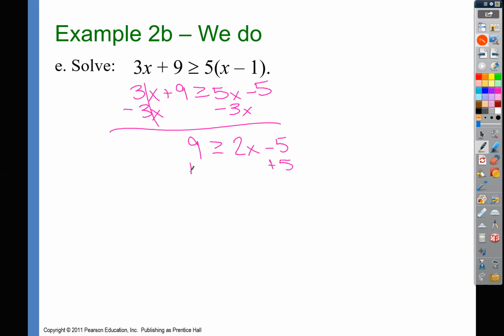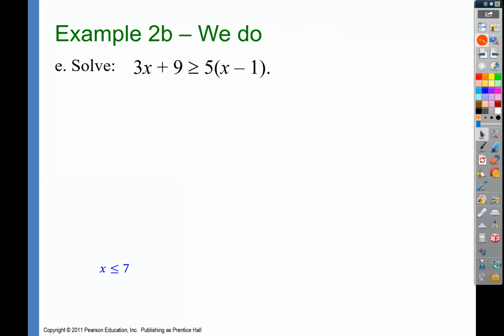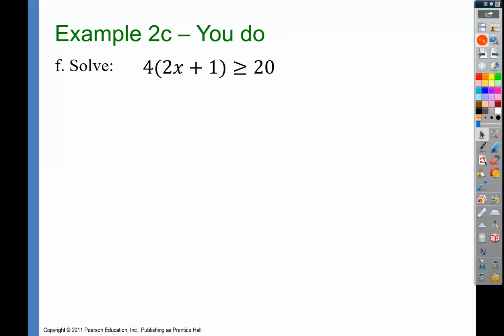I'm going to add the 5 to both sides of the equation. So I get 14 is greater than or equal to 2x. Divide by the 2, and I get 7 is greater than or equal to x. But in inequalities, we always want the variable to be on the left. So you flip the whole thing around and you get x is less than or equal to 7. That way, if you're graphing, you know which way to go, because this matches this, so you go that way.